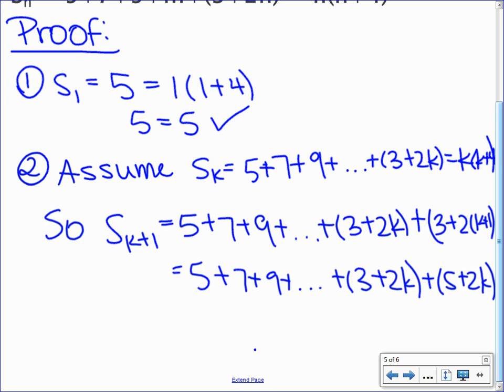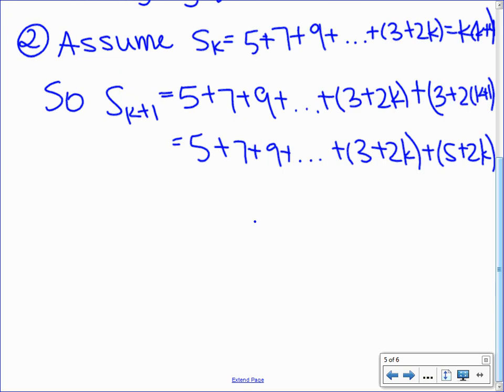Now, what is our goal? S of k adds up to k times k plus 4. So we want to get to what? K plus 1 times k plus 5. That is our goal. If we get there, we have our proof complete. What did we do to get that? Anywhere there's a k, we replace it with k plus 1, because we're proving the k plus 1 series to be true.